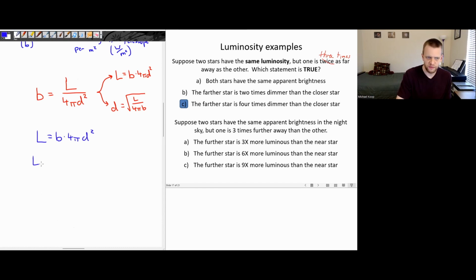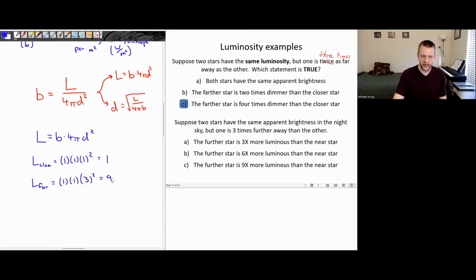Well, let's say we've got the same apparent brightness. We have to make up numbers in our original case. So let's say the apparent brightness is 1. Let's say 4 pi is equal to 1. And let's say the distance is 1. We still have to square that distance. In this case, we get 1 all around. For the far object, it's got the same brightness. We're still saying 4 pi is equal to 1, but now we want this star to be 3 times further away. That's going to give us 9.